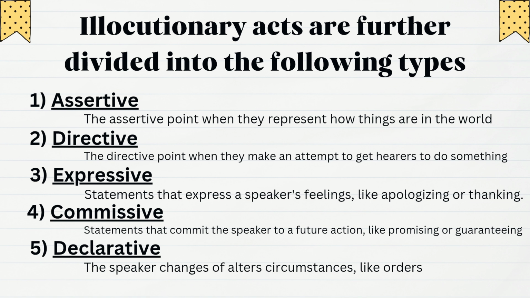Declaratives. The speaker changes or alters circumstances, like orders. Here, remember that in directives, we have also pointed out orders, and here in declaratives, we are again saying that orders come in the category of directives, but there is a difference between that directive order and declarative order. In declarative, the listener has no choice to turn down the order. For example, if a boss says to an employee, get out of the room or get out of the office, the employee has no choice to turn down the order of the boss. So it comes in the category of declaratives. While in directives, the listener does have a choice to turn down the request.